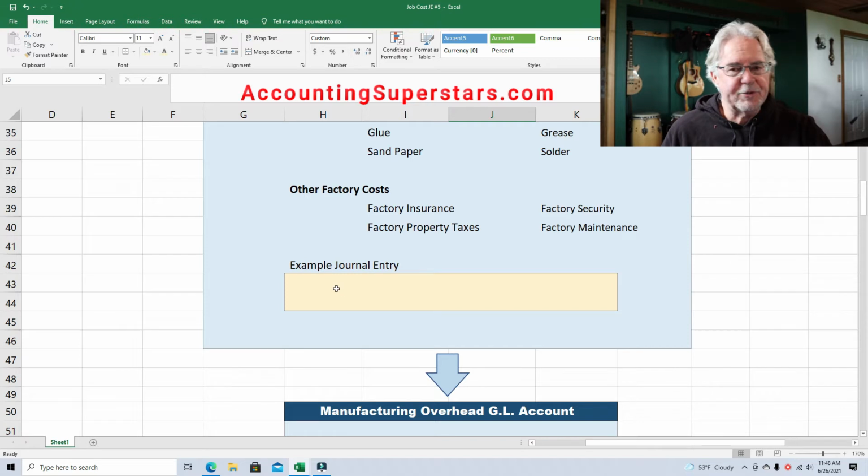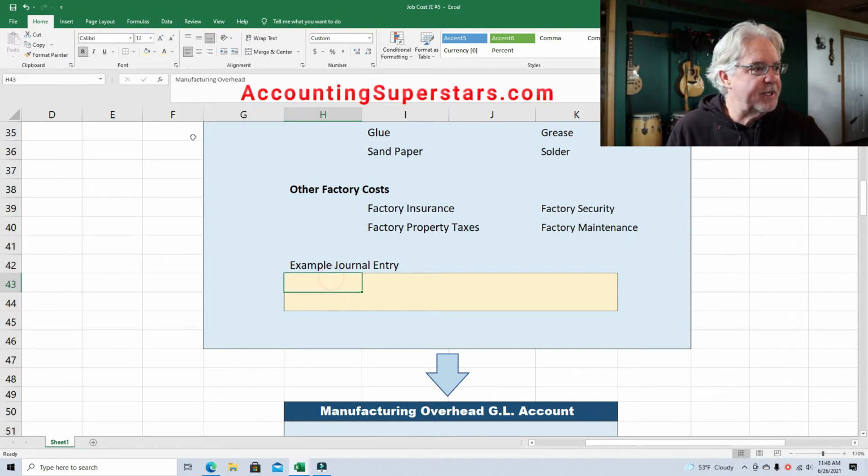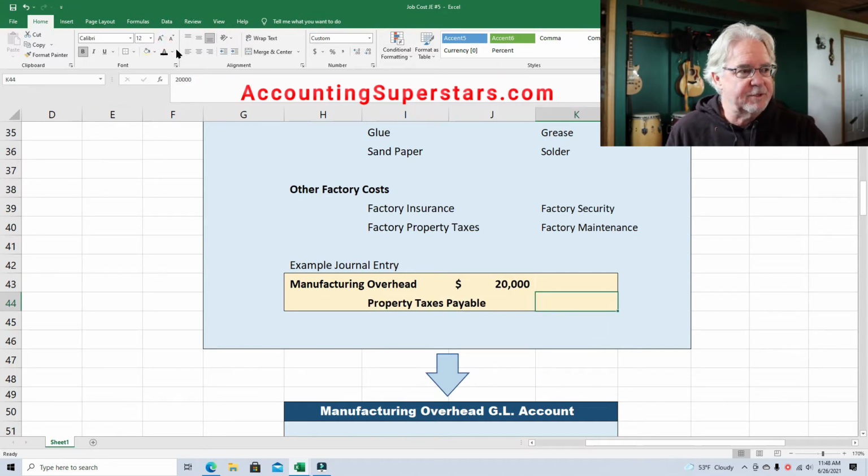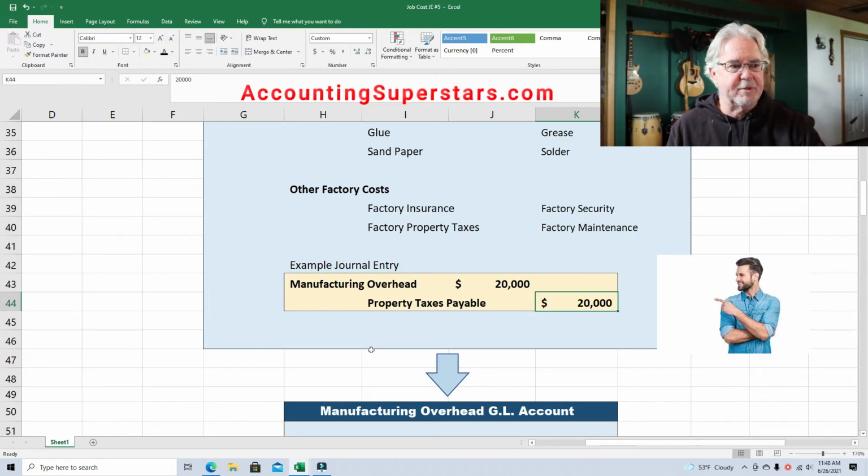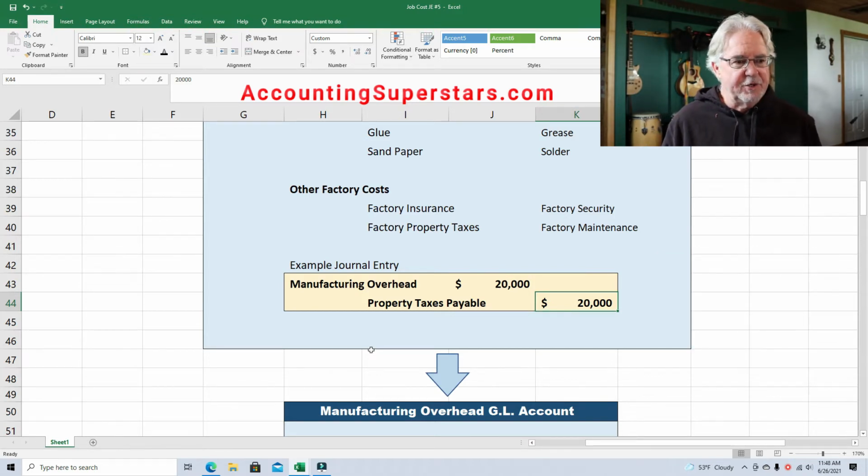So here's a journal entry. When a company incurs factory overhead, that is overhead that pertains to the factory, they make a journal entry. And here it is. It's manufacturing overhead for whatever the amount is, and we credit probably different kinds of payables. In this case here, property taxes payable. So it could be the lease for the facility, could be the supervisor's salary. It could be a lot of things, whatever the overhead is. And we call this the actual overhead because this is what's really going on. This is the actual overhead. So this is the journal entry to make it happen.